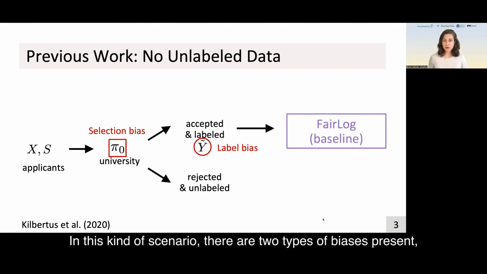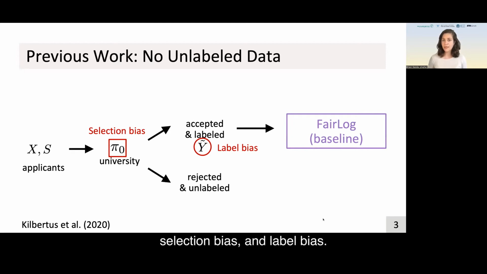In this kind of scenario, there are two types of biases present in the data: selection bias and label bias. Selection bias occurs when our labeled data is not an IID sample from the population of interest. And label bias exists if labels are influenced by an individual's sensitive attribute, like gender.